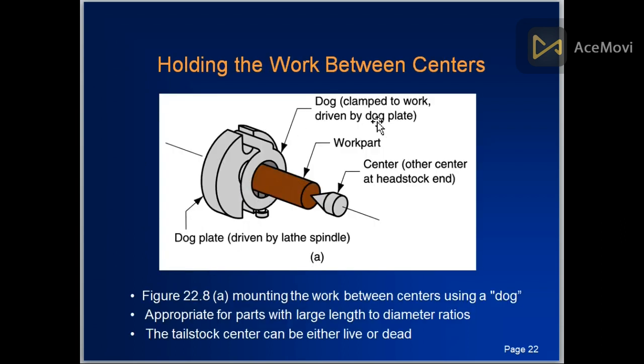First one is holding the work part between the centers. This is the headstock and this is the tailstock. The work can be held like this. This is a dog plate, the dog holds the work part between the centers. This is holding the work part between centers.